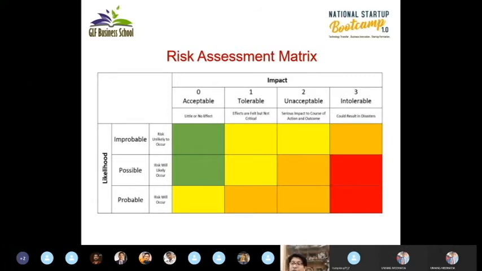The first step in developing a risk assessment matrix is to make a comprehensive list of all the operational and business risks, financial risks, and governmental business risks that we discussed in the previous slide. The next step is to take the list of risks that you developed and add the likelihood that each risk may occur. Risk likelihood can be divided into three categories: probable, very likely to happen; possible, some chance of happening; and improbable, small chance of happening.